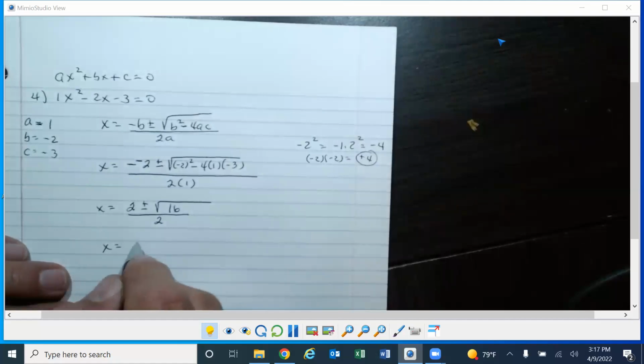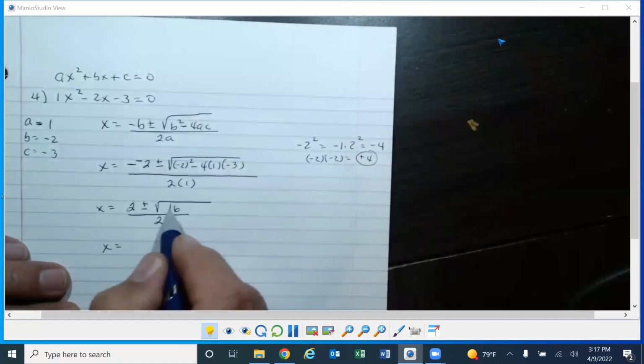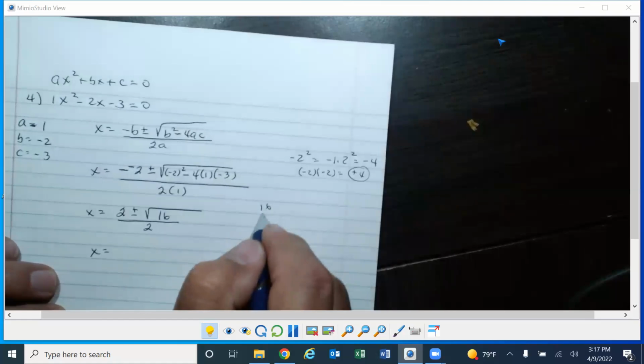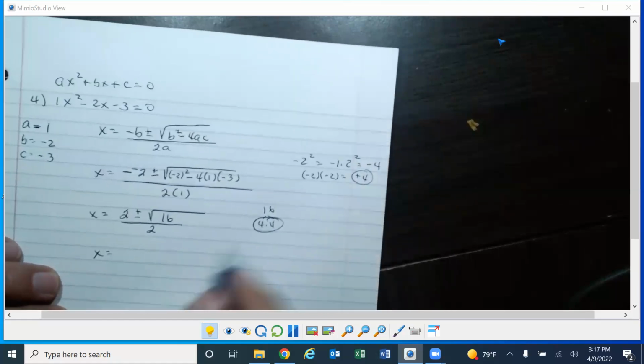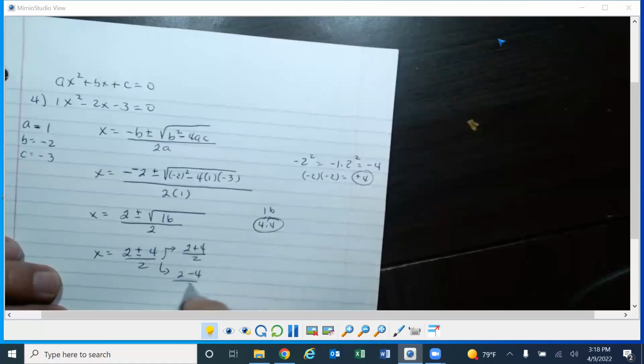So what is the square root of 16? You want to see if you can break it down. 16 is really 4 times 4. It's a pair, and because it's a pair, the 4 goes outside and there's nothing that goes inside. So really our answer is 2 plus or minus 4 divided by 2. And again, this separates it into 2 problems: 2 plus 4 divided by 2 and 2 minus 4 divided by 2.